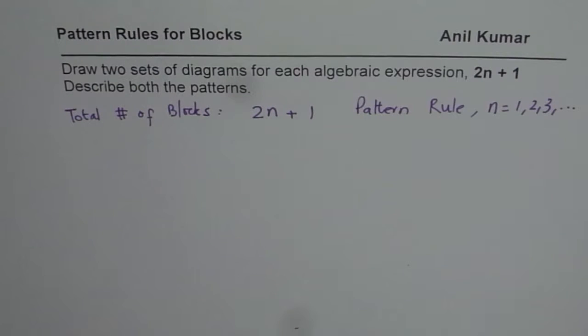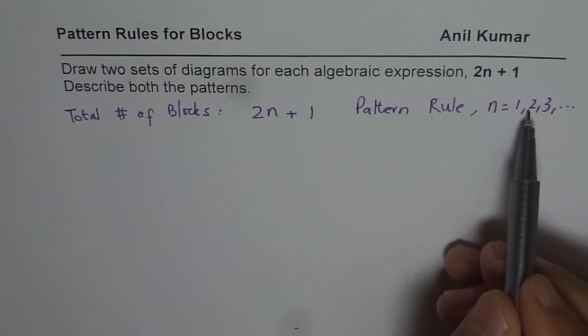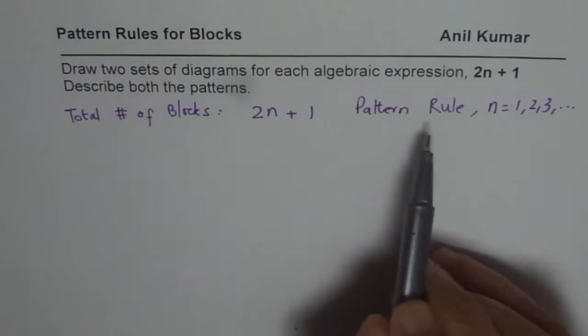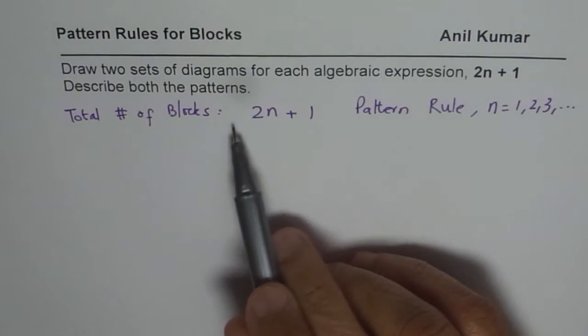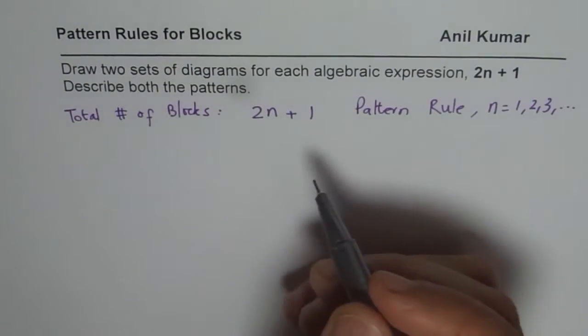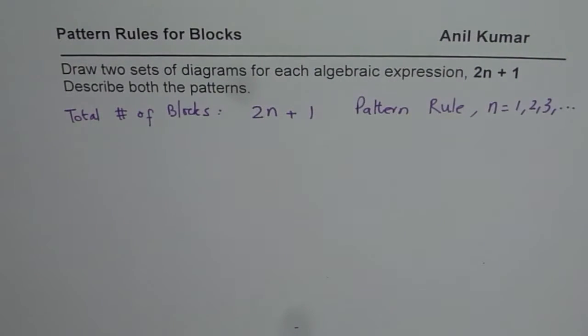So what we need to do here is to make a sequence of figures. Figure number 1 will be when n is 1, figure number 2 will be when n is 2, figure number 3 will be when n is 3, right? And this rule tells you the total number of blocks which can be used. So that is the exercise. Now how can we do it?